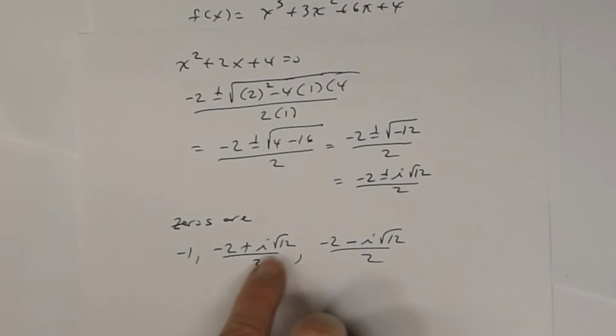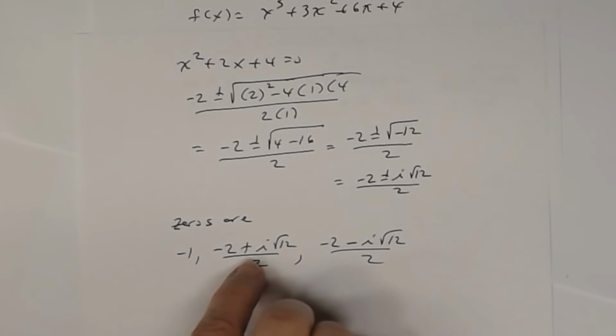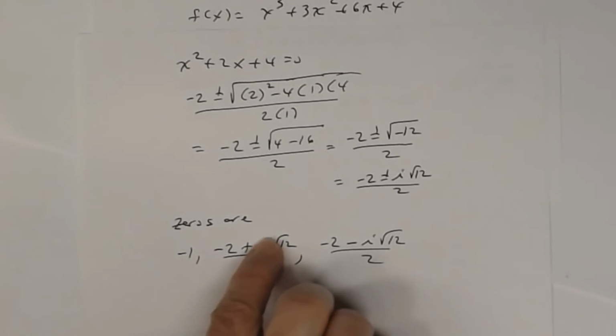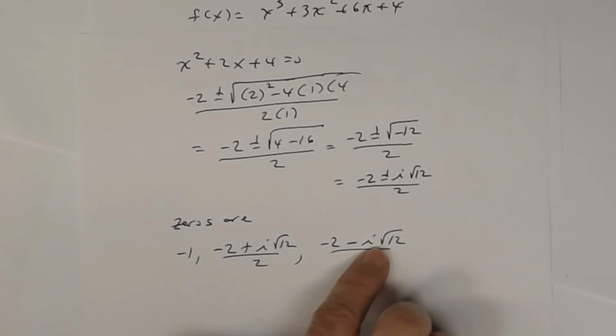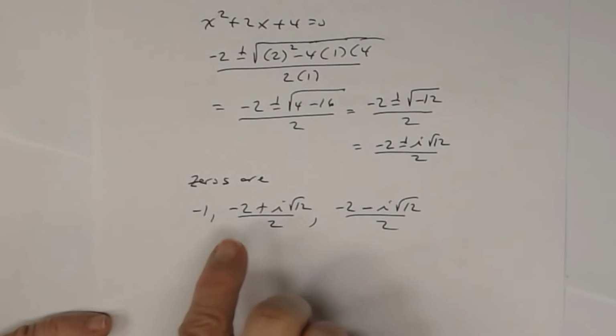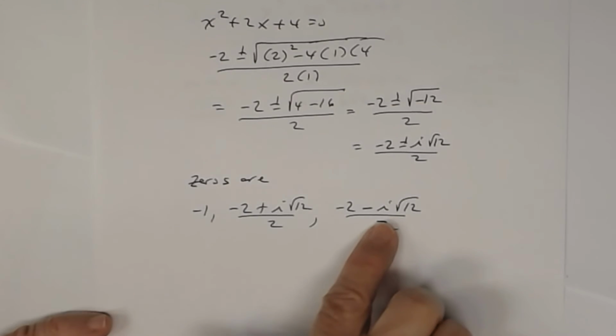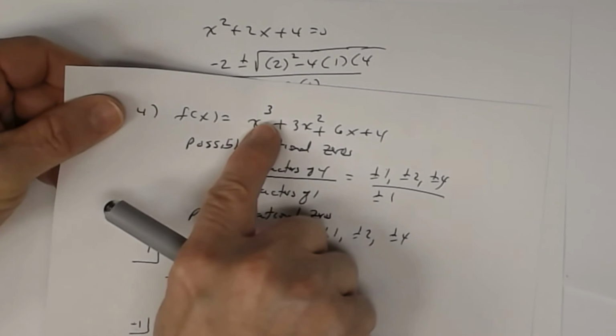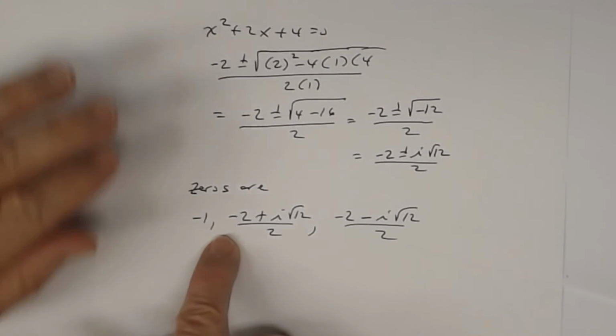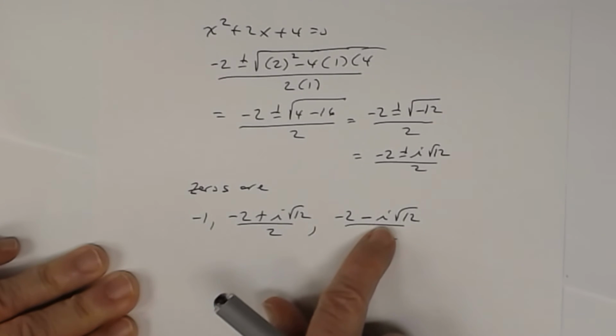Notice these are conjugates. So remember, one of our theorems says that if you have a complex, non-real zero occurring as a zero, then its conjugate will also be there. So you have 3 different zeros. Remember our problem, the degree was 3, so you have 3 zeros. You could have at most 3 different zeros, and you do. You have 3. Okay. All right.